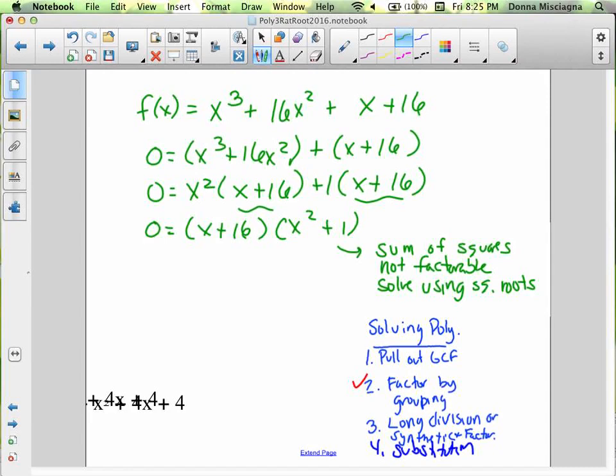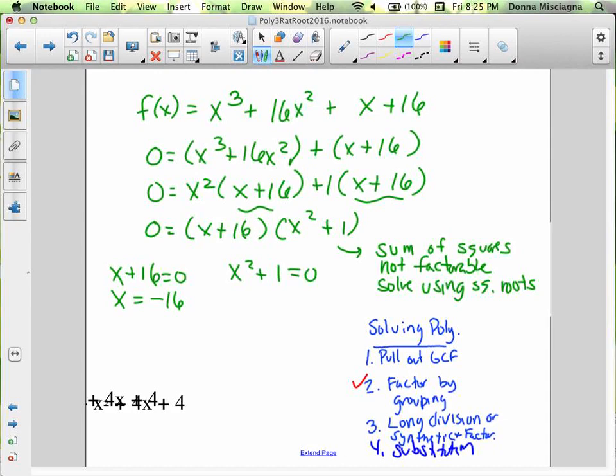There's no more factoring we can do with x squared plus 1, but let's get our solutions. All right, so we already know one solution, x plus 16, right? And so that would be negative 16. There's one solution.